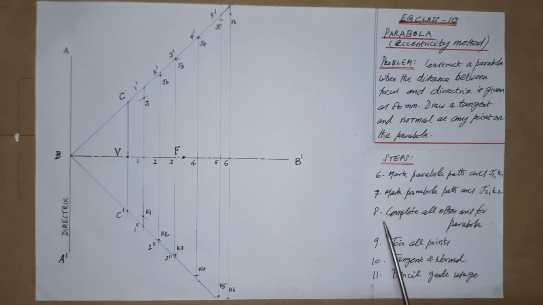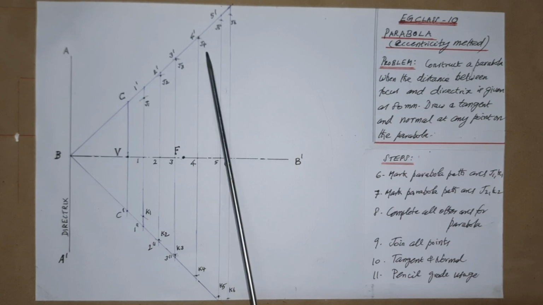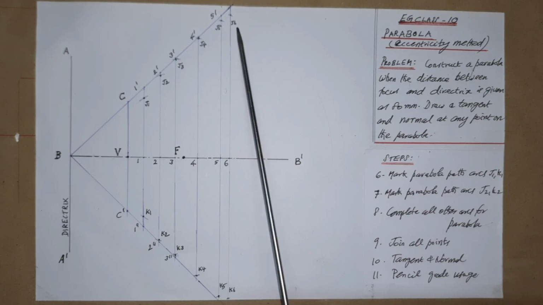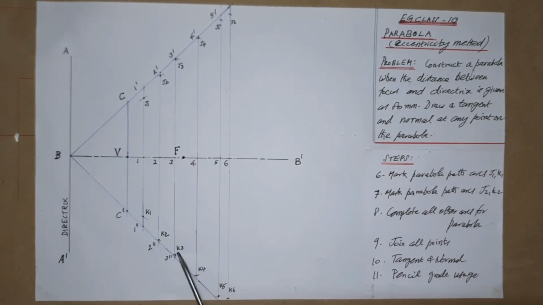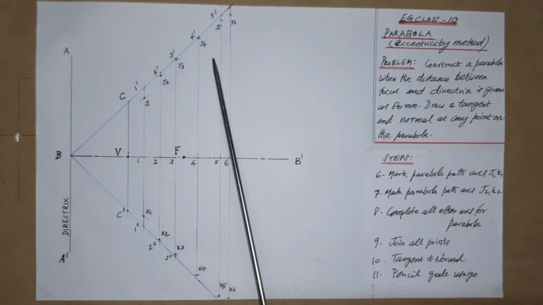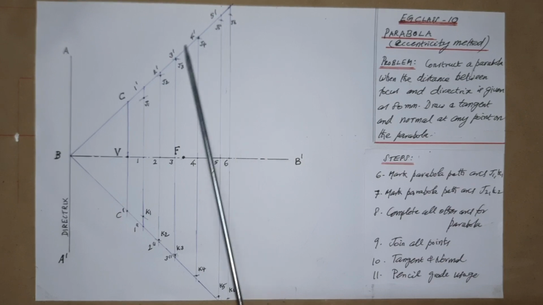Similarly, as per step 8, complete all other arcs for the parabola, that is J3 point, J4 point through the arc, J5 point through the arc, J6 point through the arc. Likewise here, K3 point, K4 point, K5 point, K6 point through the arc should be done with arcs starting from F, and mark all these arcs similar to the previous steps. Now we know almost the required number of points for drawing the parabola.